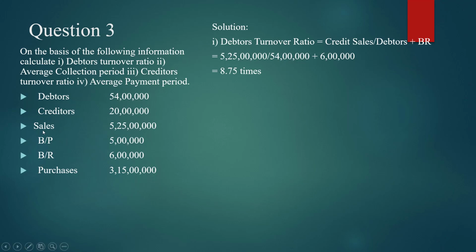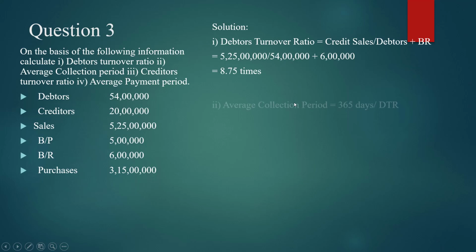But in this question we have sales directly given, we don't have opening balances, we don't have closing balances of any of these items. So what we are doing here is directly adding debtors plus bills receivable, and we are not dividing it by 2, we are not finding the average. Whatever the result, it is denoted with times.